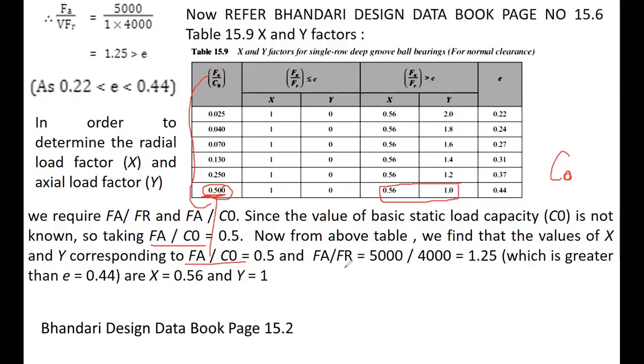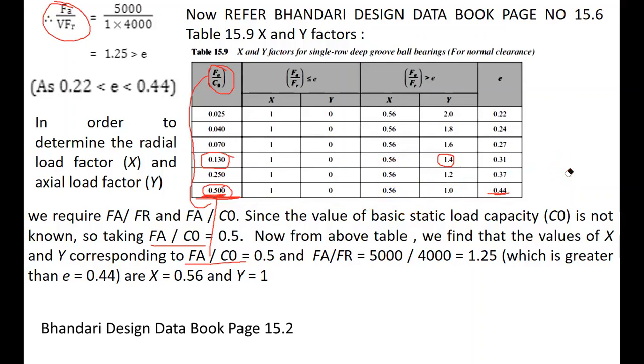Right? Suppose if FA upon CO value was 0.13, then this is the 0.13 line, then Y we would have taken 1.4. But here we don't have CO value. We cannot do this ratio as FA upon CO. We cannot do its calculation. Then let's take this last line, because our FA upon FR is greater than E. Our E value is this. So we will take the last line, which is 0.500. And that's why our Y value will be 1, which is seen here. I'm highlighting it very badly. Y is 1.